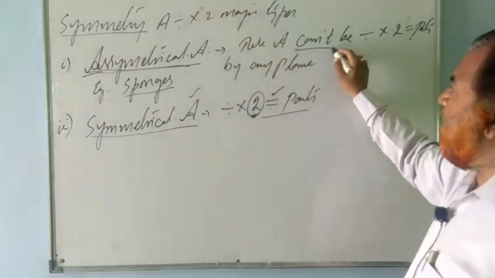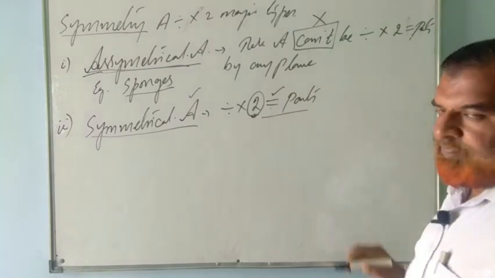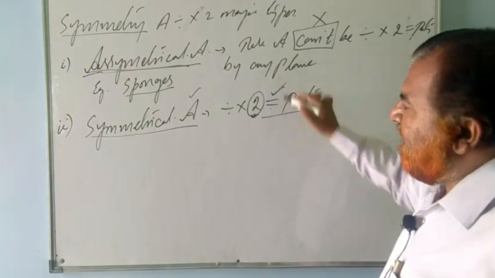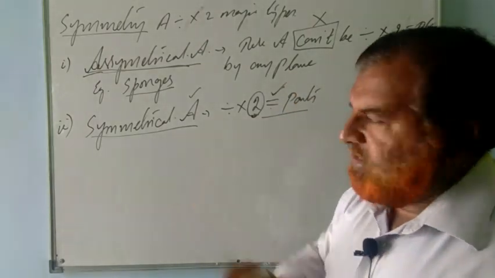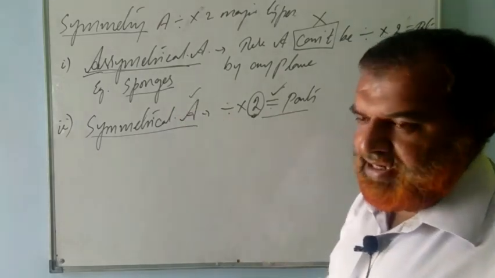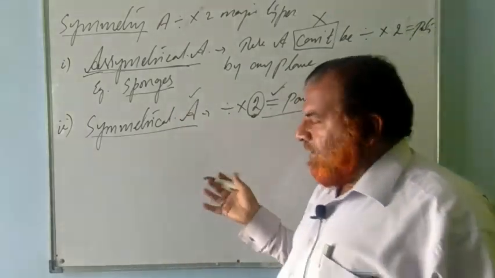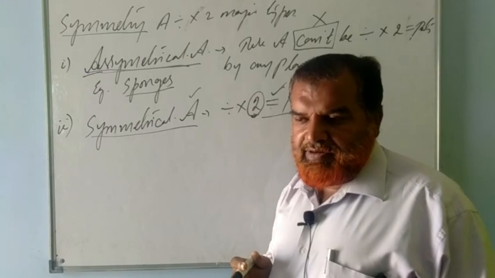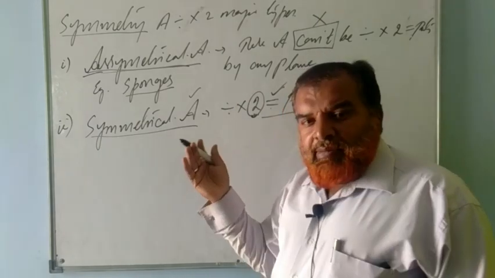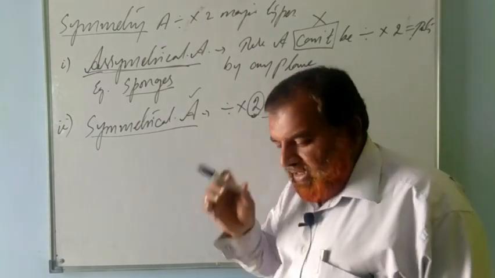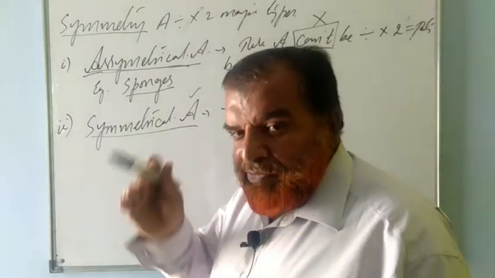One, we cannot divide them. Here, we can divide them into two equal parts. So, asymmetrical animals and symmetrical animals. Symmetrical animals are the higher animals, like chordates, or from Arthropoda also. Higher animals come under this category.